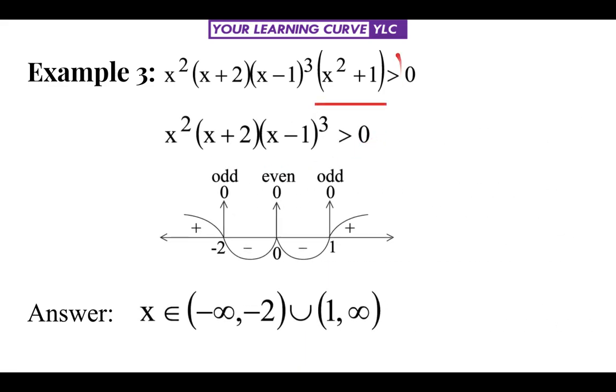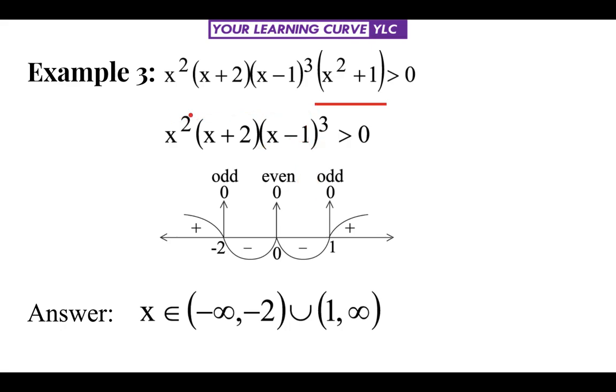So, what we will do, since this factor is strictly positive, it is not even equal to 0, we will ignore this one. We will consider x square, x plus 2, x minus 1 whole cube greater than 0. This will be strictly positive, so we can divide by this number on both the sides. We are not dividing by x square because x square can be 0. If x is 0, this will be 0. So, we cannot divide by this, but the minimum value of this function is 1. So, we can divide by a strictly positive number. So, we have divided by x square plus 1 on both sides, and we got x square into x plus 2 into x minus 1 whole cube.